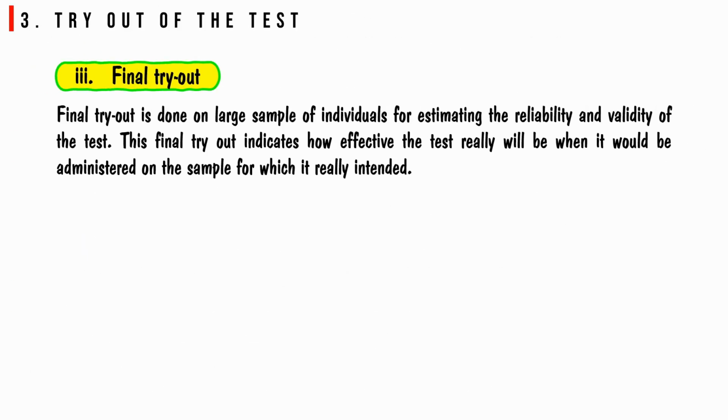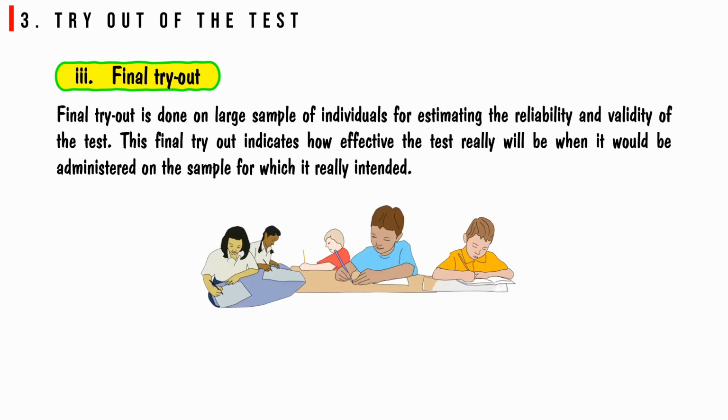The third stage is final tryout. Final tryout is done on a large sample of individuals for estimating the reliability and validity of the test. This final tryout indicates how effective the test really will be when it is administered on the sample for which it is really intended.